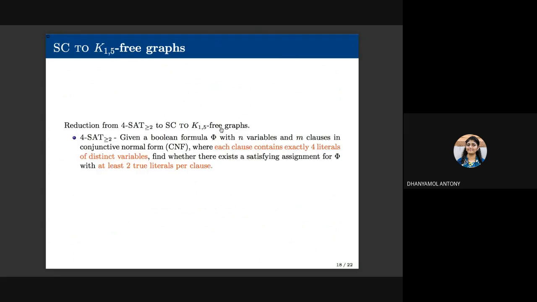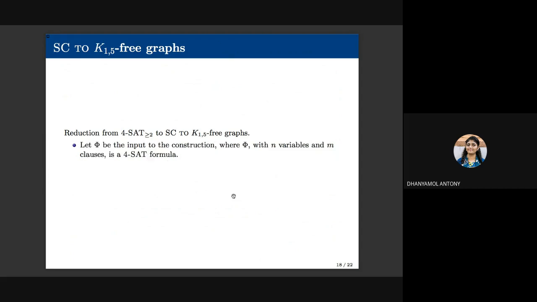For this, we have used a reduction from the 4SAT greater than or equal to 2 problem to SC2 K15 free graphs. Here, the 4SAT greater than or equal to 2 problem is: given a Boolean formula phi with n variables and m clauses in conjunctive normal form, where each clause contains exactly 4 literals of distinct variables, find whether there exists a satisfying assignment for phi with at least 2 true literals per clause. Now we used a construction for this reduction.